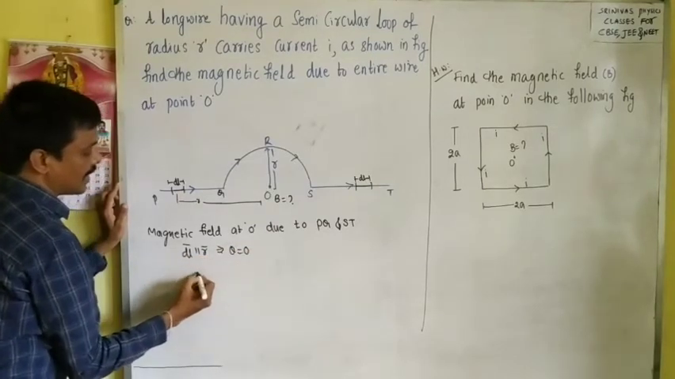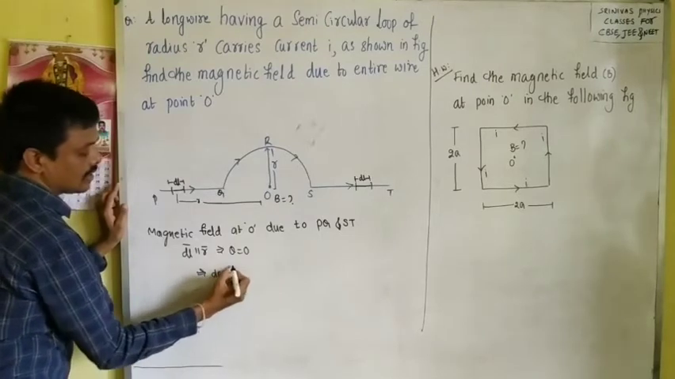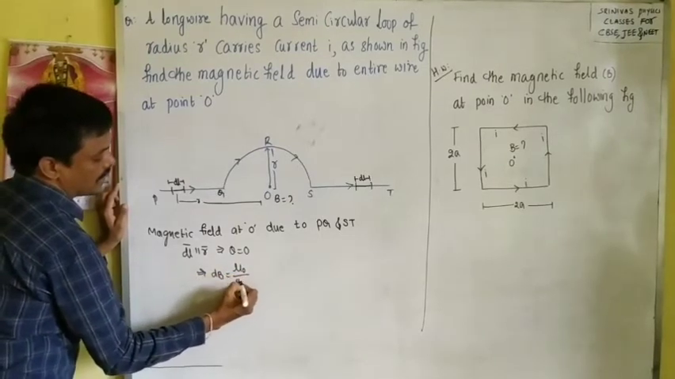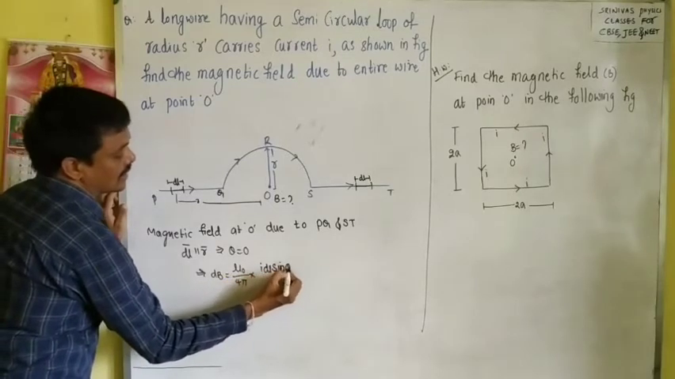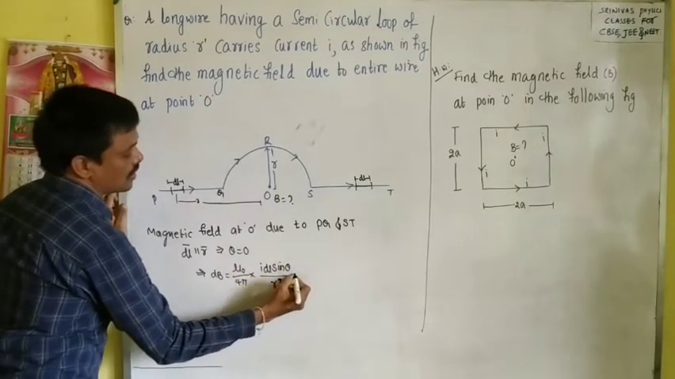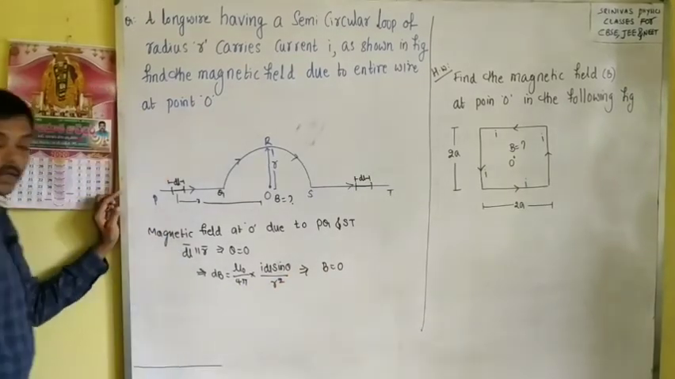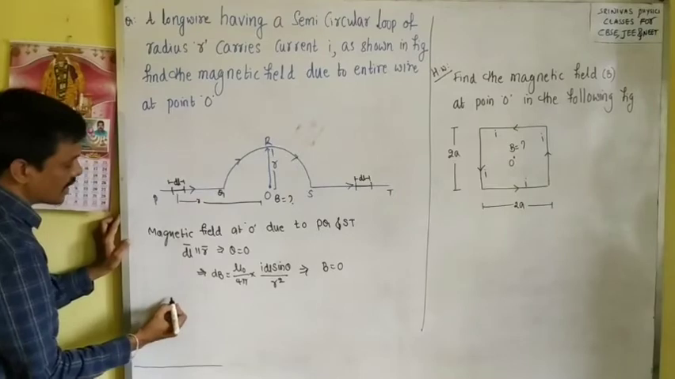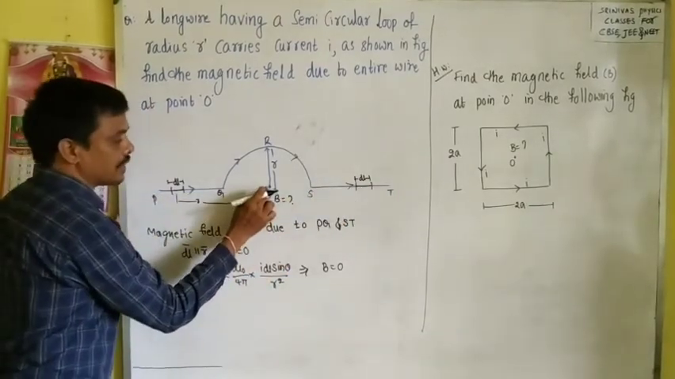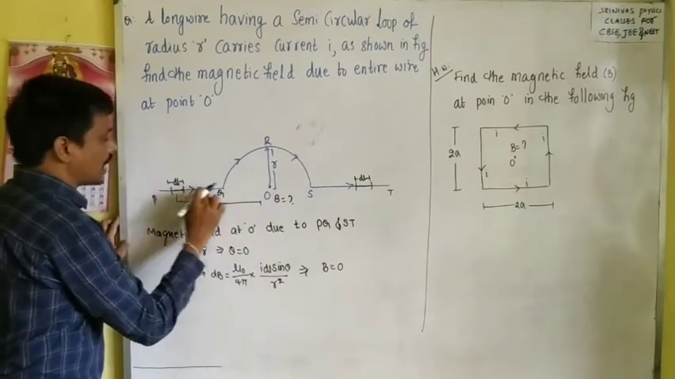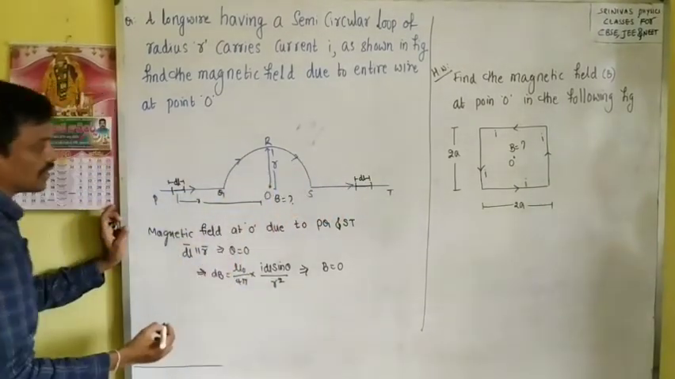Then the field on the axis we will get as magnetic induction, mu naught by 4 pi into I dl sin theta by r square. From this we will get B as 0. Okay, right. We got the magnetic induction 0 due to this PQ part and ST part, because this point O is on the axis of the wire. On the axis B is 0, already we know. Due to the semicircular part we have to find out.